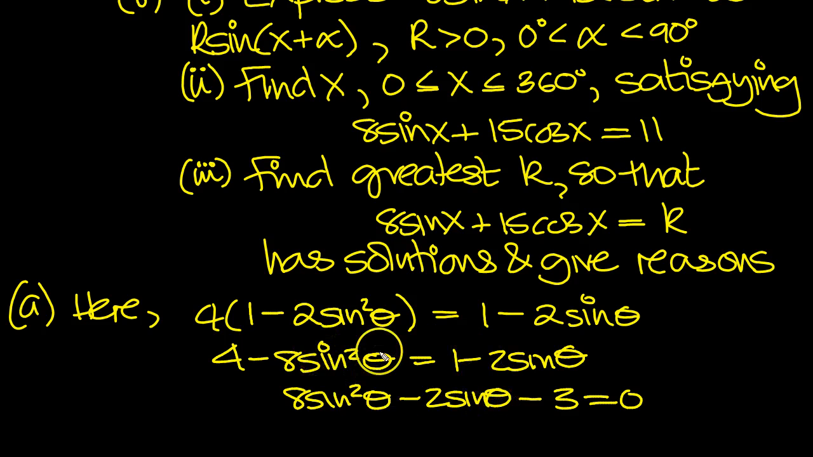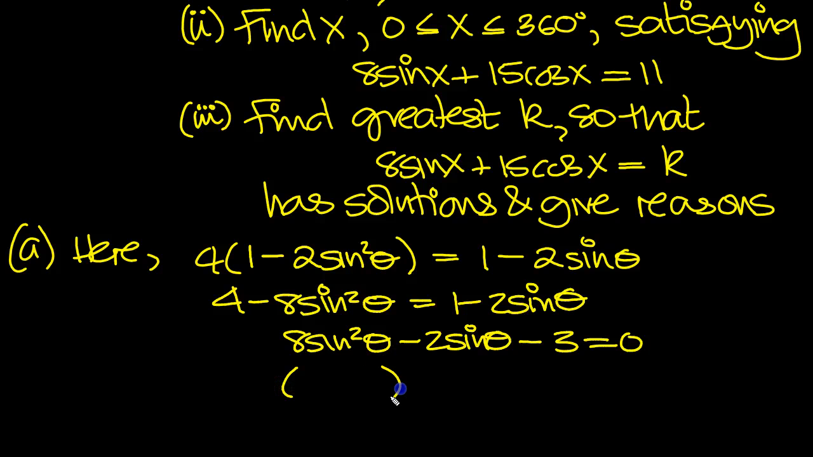Okay, so I've moved everything over. I moved the minus 8 sine squared over, and it became plus. I had the minus 2 sine theta as is already there. And I moved the 4 over to minus 4. 1 minus 4 is minus 3. Then everything was moved over to the right, and I wrote it down from right to left. So it equals 0. Now we can factorise.